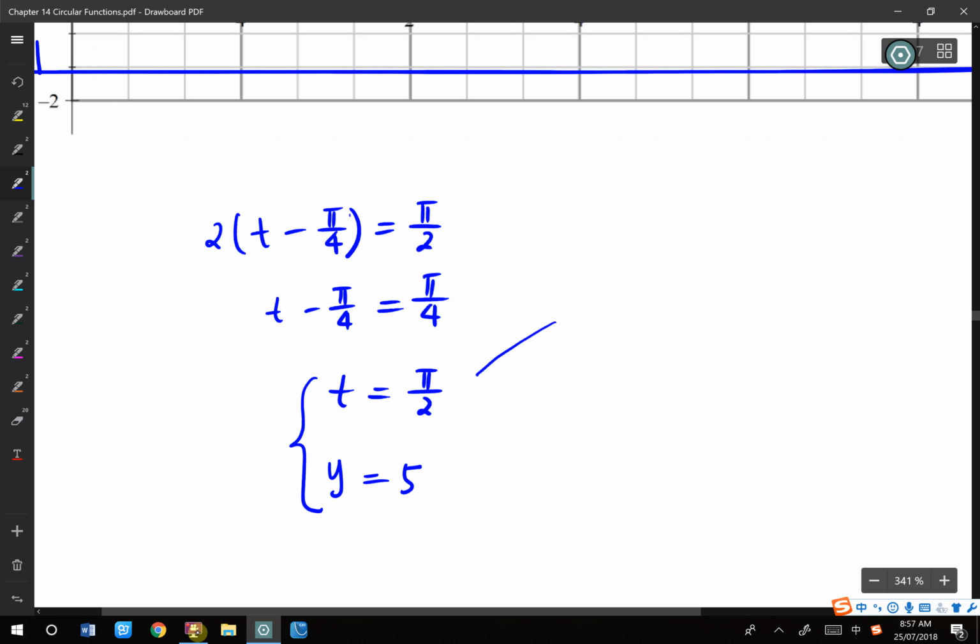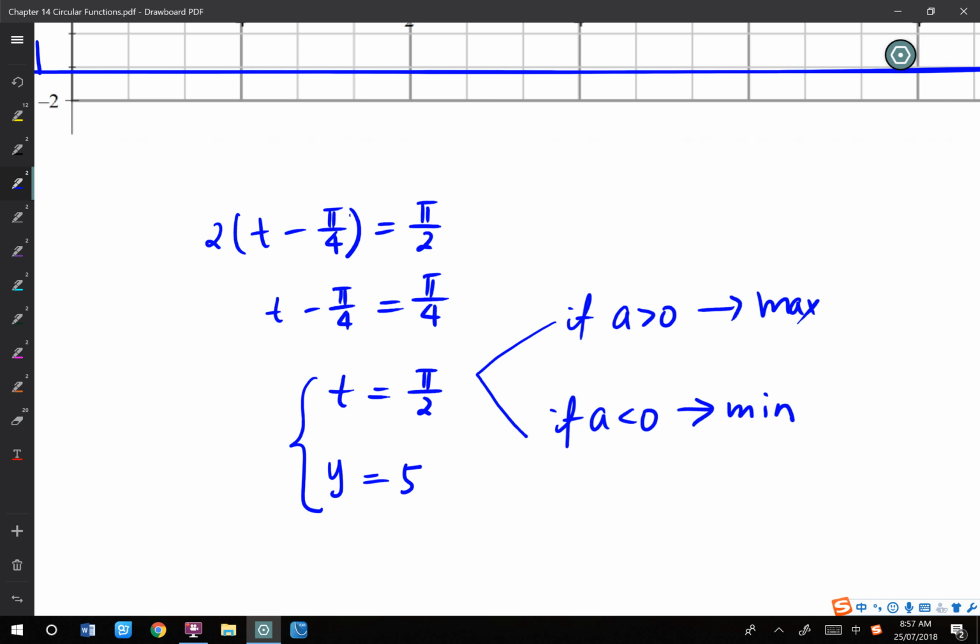What I want to say is, if a is greater than 0, you will achieve the max. If a is less than 0, you will achieve the minimum. But you always make the bracket equal to pi on 2 and solve for t. That t value can give you the max or the minimum, depending on the a value.